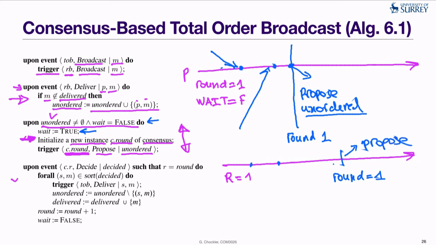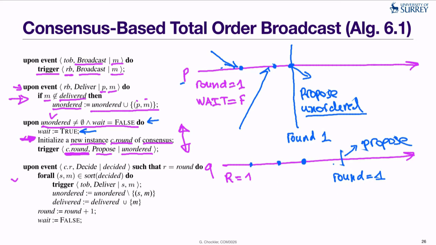Notice that this process can actually see more messages, for example, than this process here. Why? Because we are in an asynchronous system, and so there might be another process, let's call it Q, that also broadcast some messages, and Q already has this message delivered, and this process doesn't have this message delivered. So these unordered sets that are being proposed are not necessarily the same.